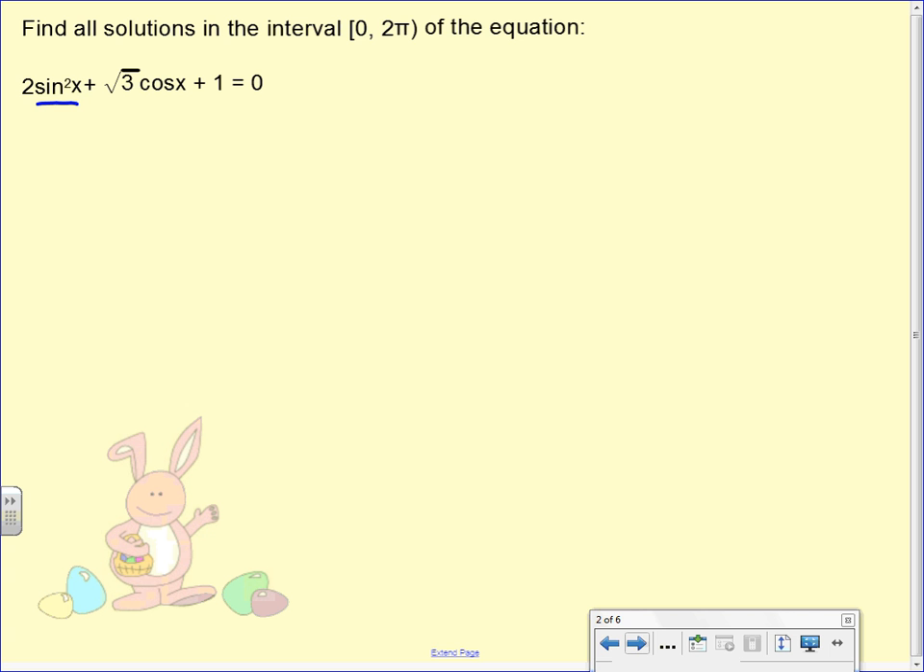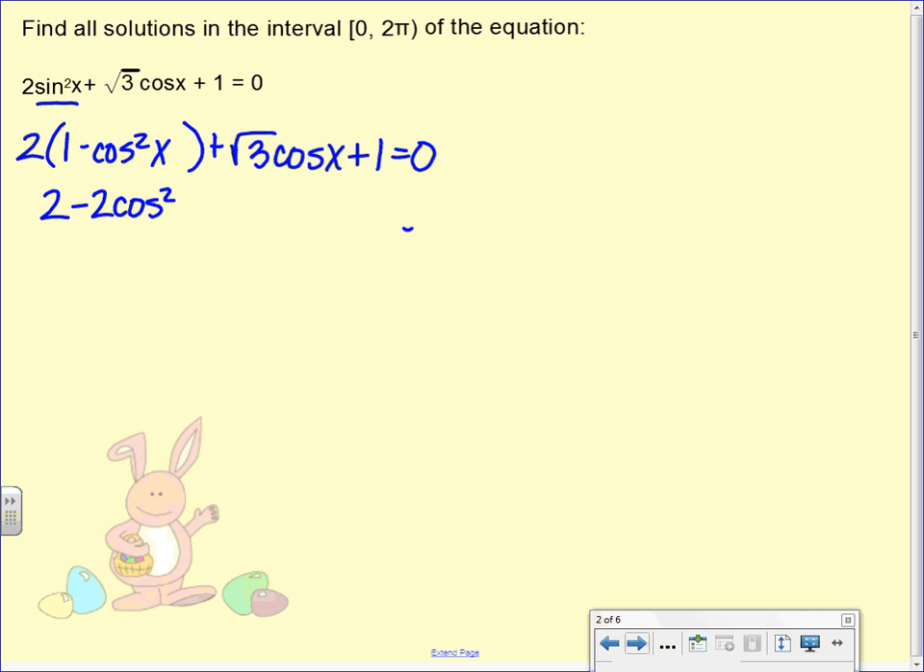Remember your identity is sine squared plus cosine squared equals 1. So sine squared is equal to what? 1 minus cosine squared. Okay, so now I have all cosines in the problem. And we have a little bit of simplifying first. So I'm going to distribute my 2 in. 2 minus 2 cosine squared plus rad 3 cosine plus 1.